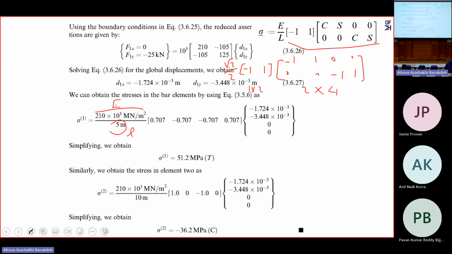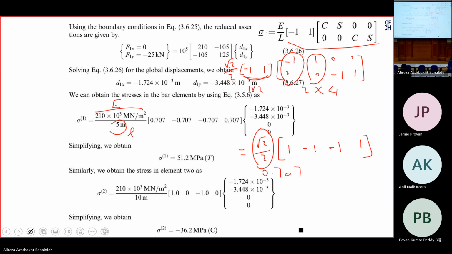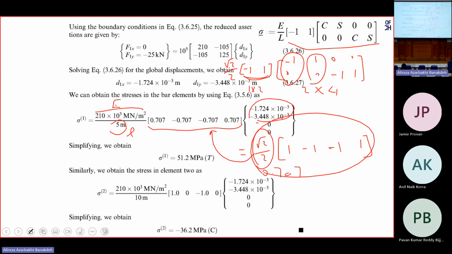So the vector will be equal to square root of 2 over 2 multiplied by 1. I'm trying to multiply this by this, which is 1. This by this is -1. The third one is -1 and 1. Okay? So this number is 0.707. So this part is exactly this one.